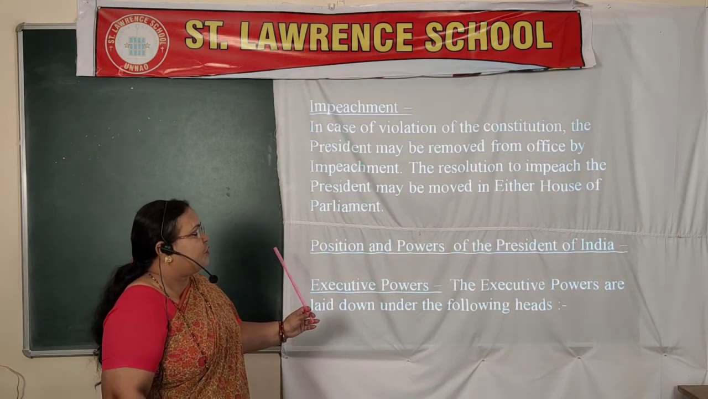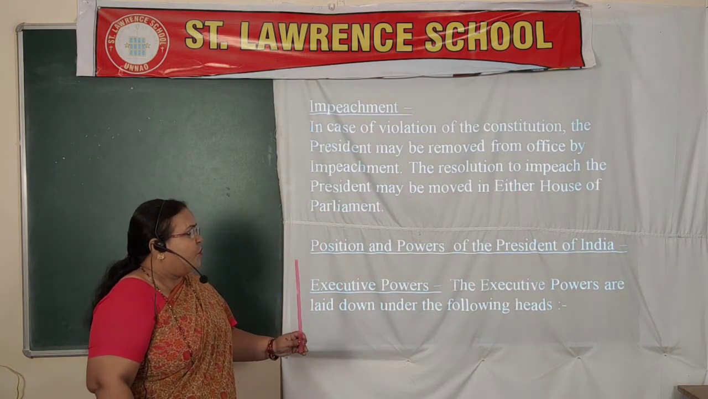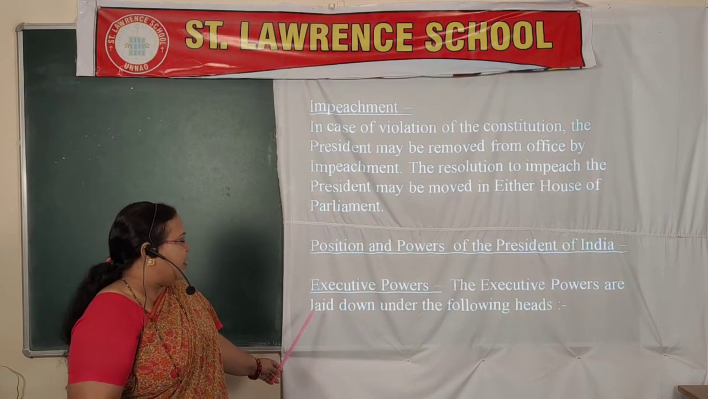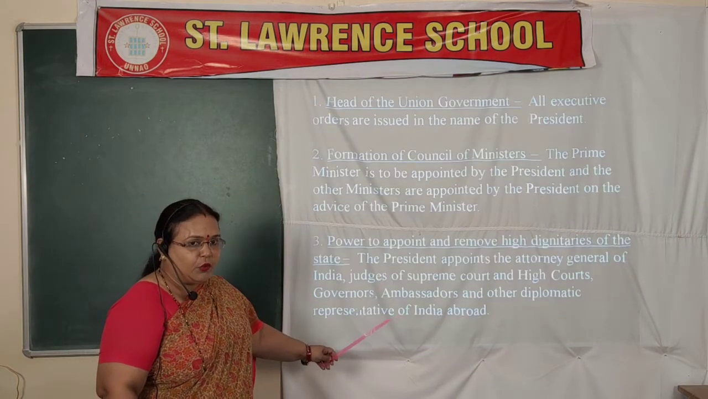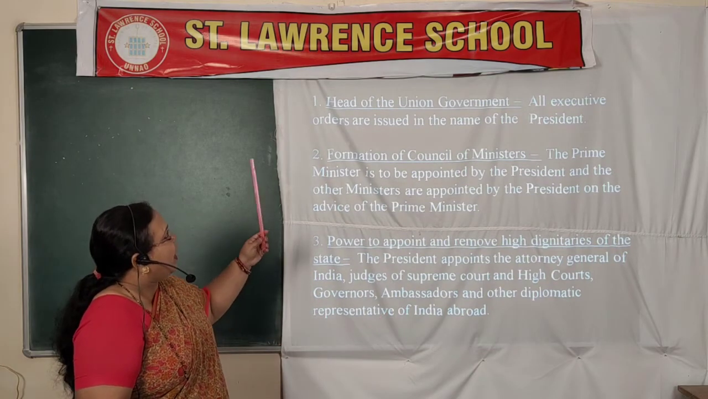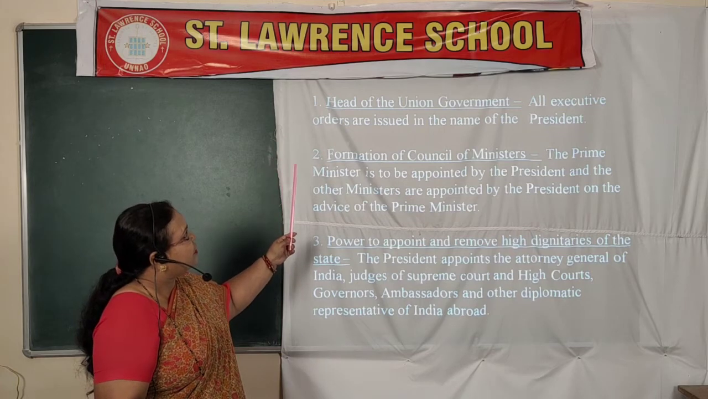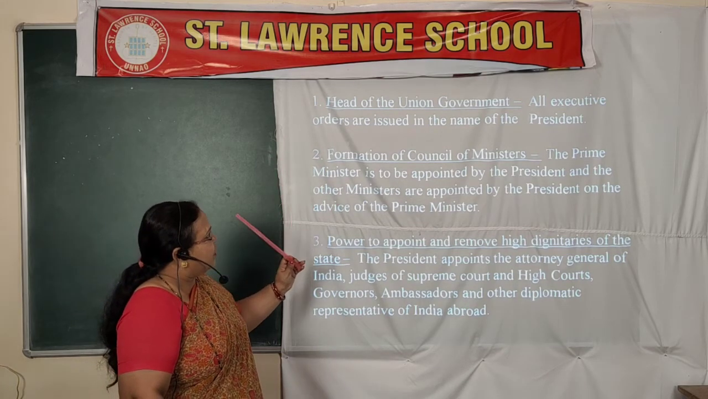Now, what are the position and powers of the President? We will see in the executive powers. The executive powers laid down are under the following heads. First, he is the head of the union government. All executive orders are issued in the name of the President.